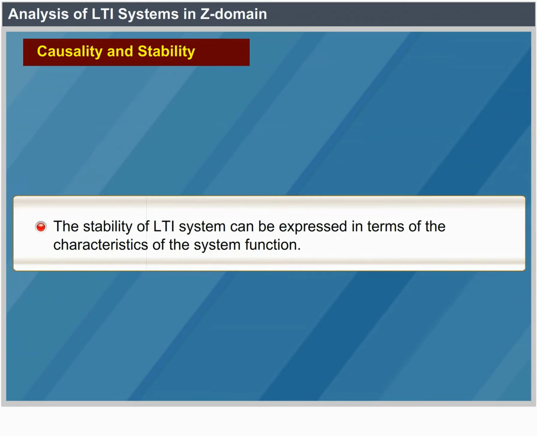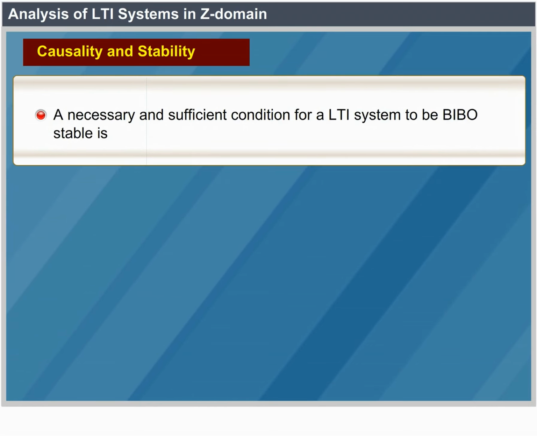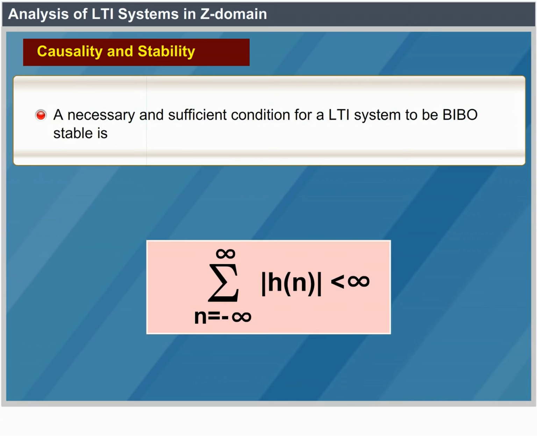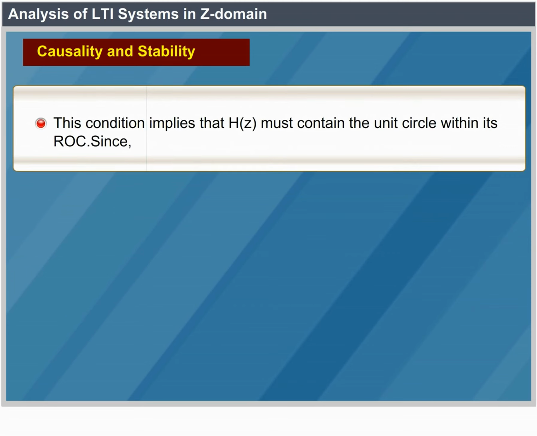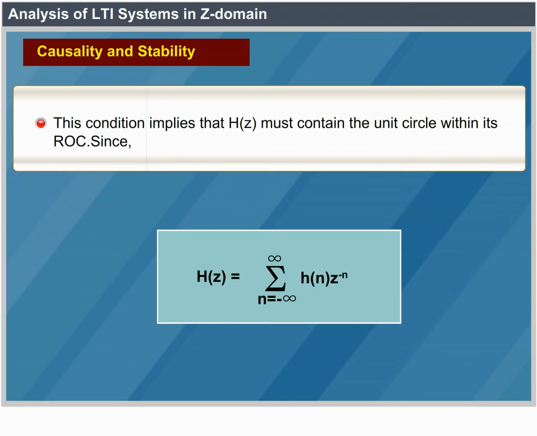The stability of the LTI system can be expressed in terms of the characteristics of the system function. A necessary and sufficient condition for a LTI system to be BIBO stable is summation n equal to minus infinity to plus infinity modulus of h(n) less than infinity. The condition implies that H(z) must contain the unit circle within its region of convergence, since H(z) equal to summation n equal to minus infinity to plus infinity h(n) z power minus n.